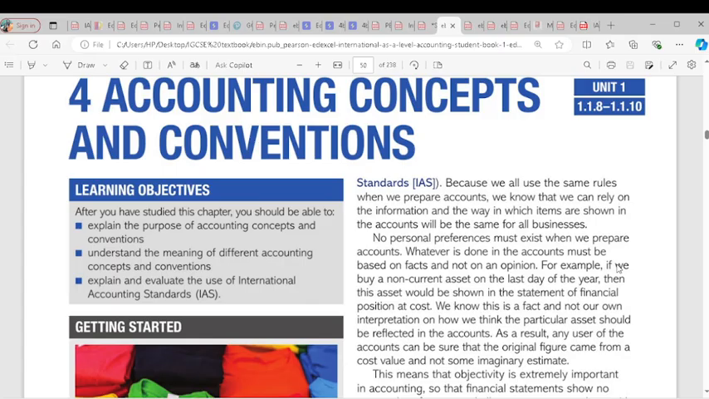Here we have accounting concepts, accounting A-level class, accounting concepts and conventions. So we're going to start with accounting concepts.